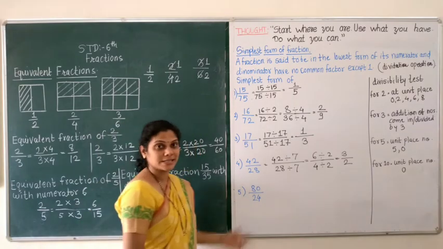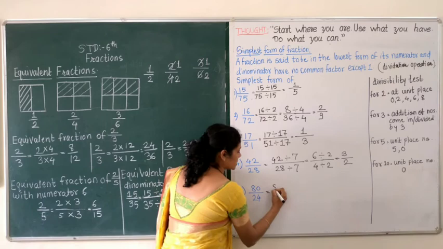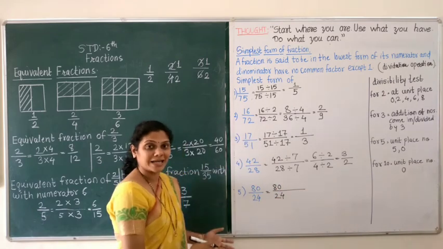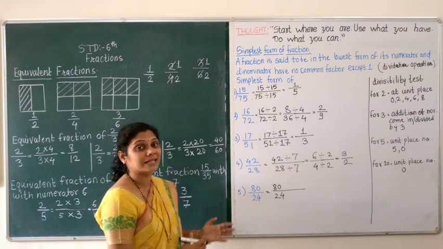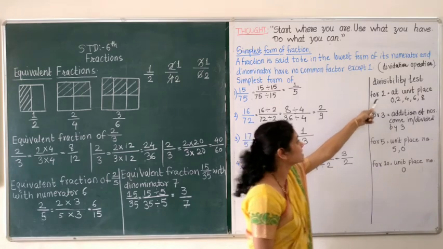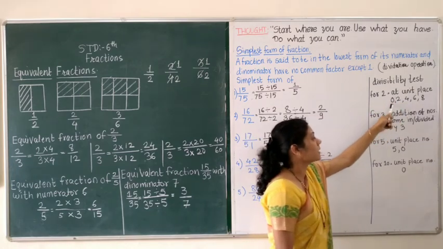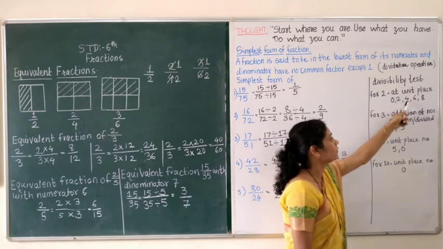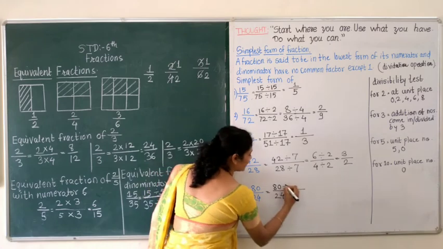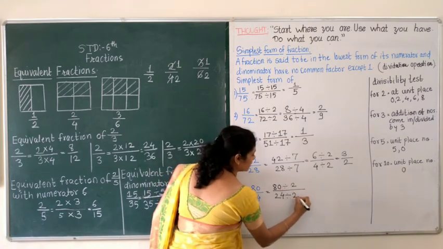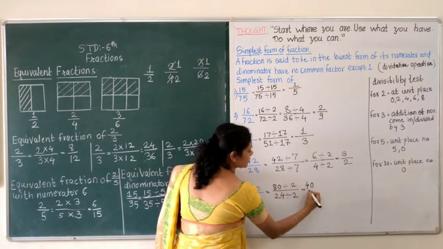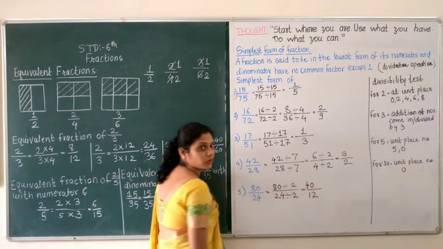And the last one is 80 upon 24. So 80 and 24 are both even numbers. So I can divide these numbers using the divisibility test of 2. So what is the condition for the divisibility test? At unit place, the numbers should be 0, 2, 4, 6 and 8. All these are even numbers. So I will divide it by 2. So 2 4s are 8, 2 12s are 24.